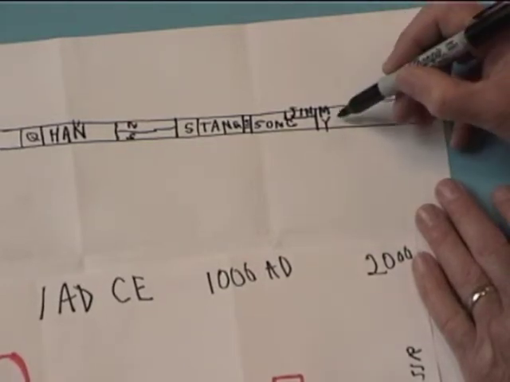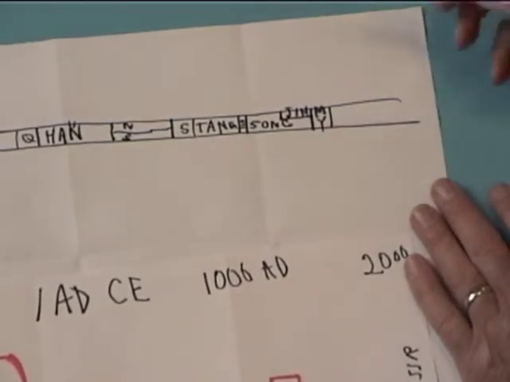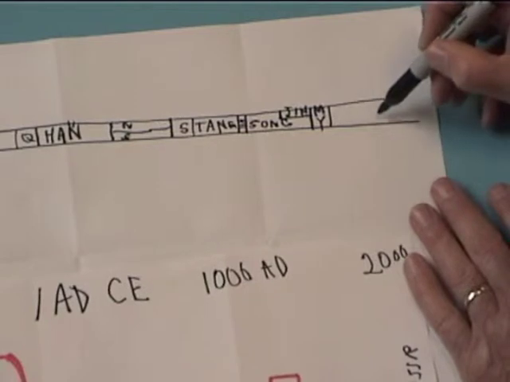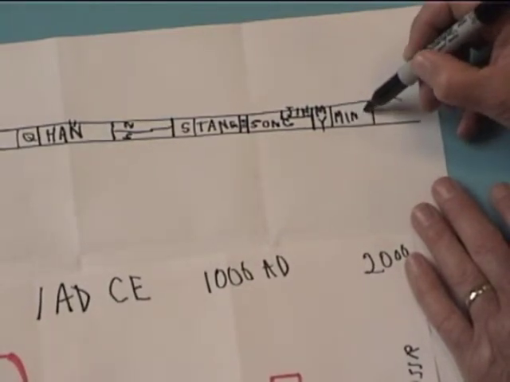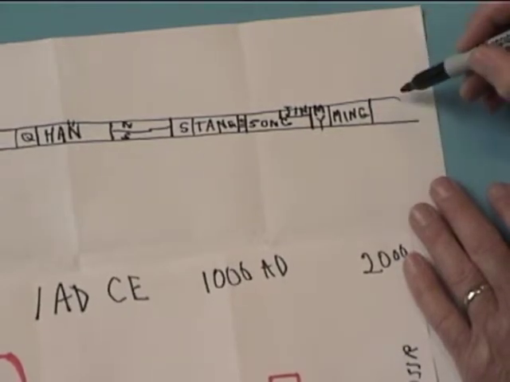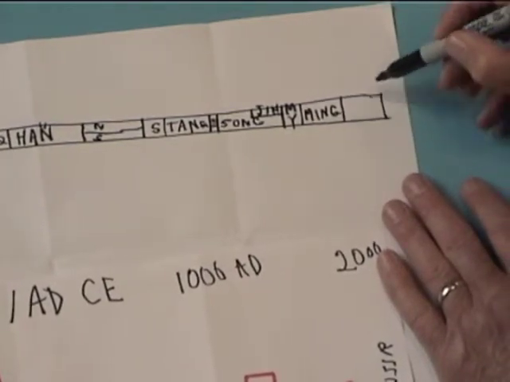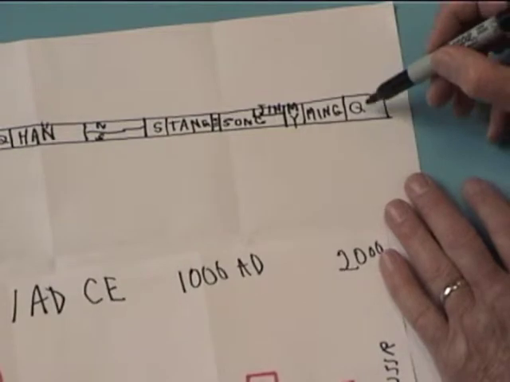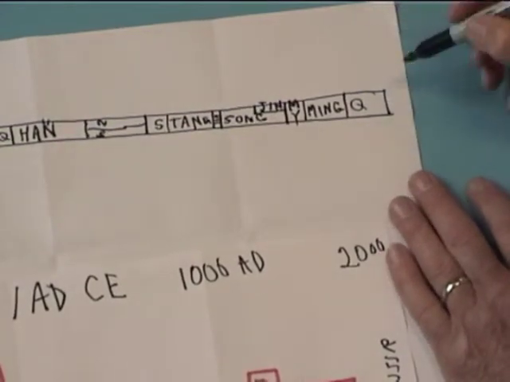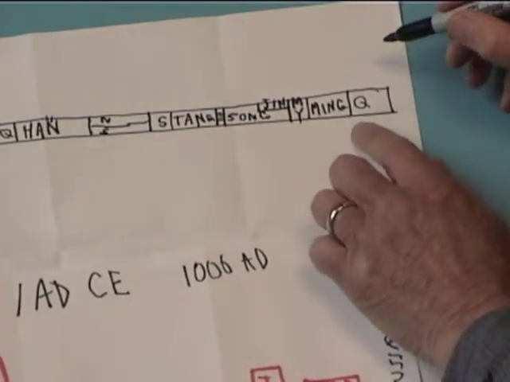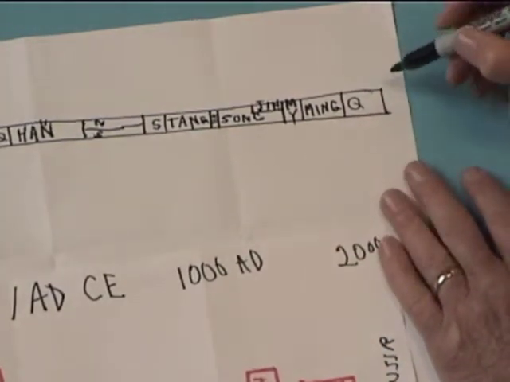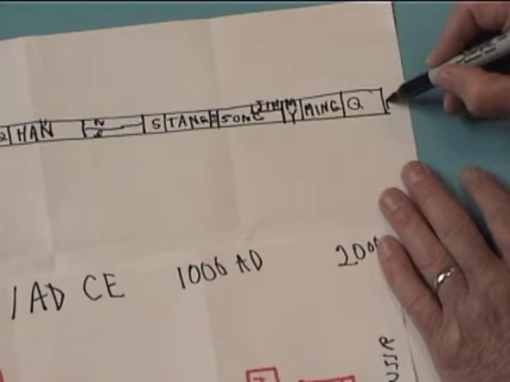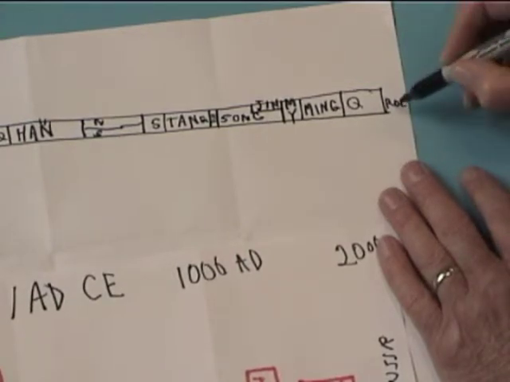That lasted just under 100 years, and now there are only two dynasties left. From the 1300s to the 1600s, the Ming, and then the very last one is the Qing, Q-I-N-G. In 1911, the last dynasty, the Qing, is overthrown, and the Republic of China is formed, R-O-C.